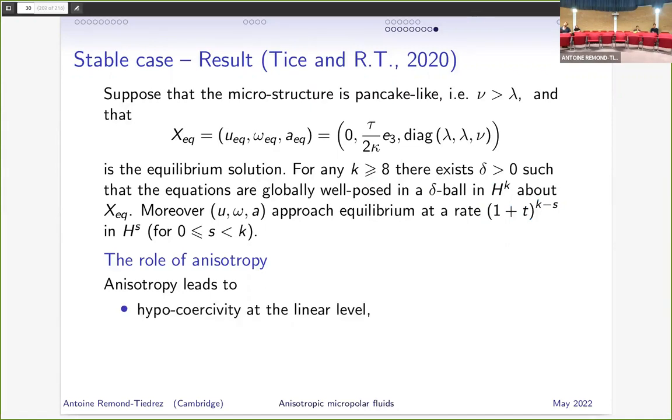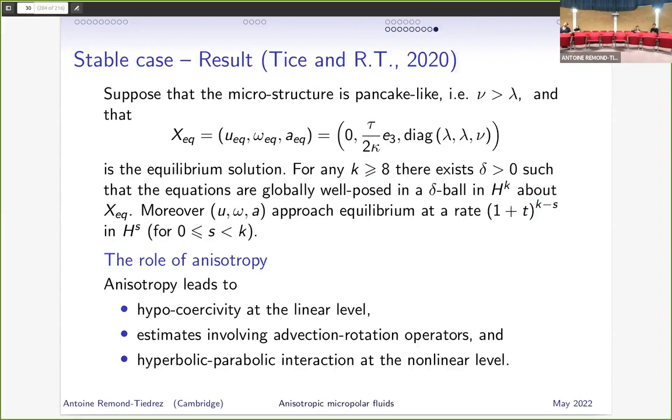There is hypocoercivity at the linear level, right? You don't have the dissipation controlling energy. You have these estimates involving advection and rotation operators, because this would be purely advection if you didn't have a precession. And you have these parabolic interactions at the nonlinear level that you have to be careful about.